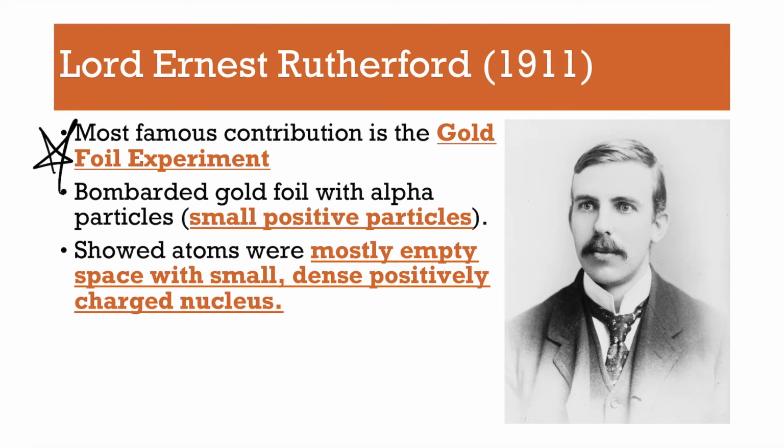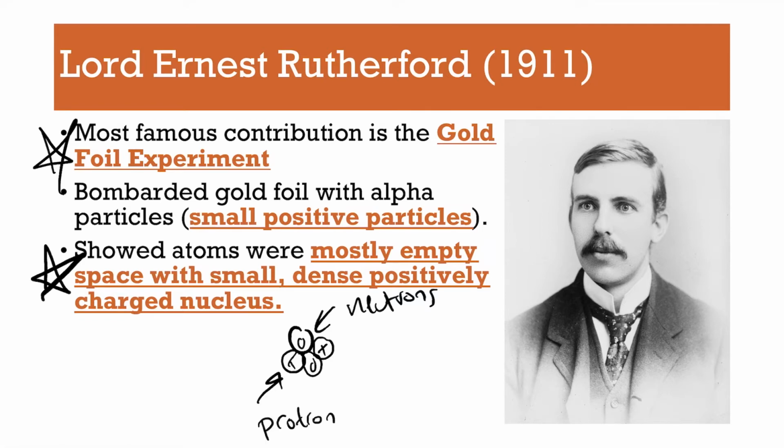And basically what his conclusion was is that the atom is mostly empty space with a small, dense, positively charged nucleus. So again, let's think back to our atomic structure, the structure that we talked about yesterday. What is in the center of our atom, or the nucleus of our atom? So you should have said protons and neutrons. So these neutral things are the neutrons, and these positive things are the protons. There's no R there. Protons.